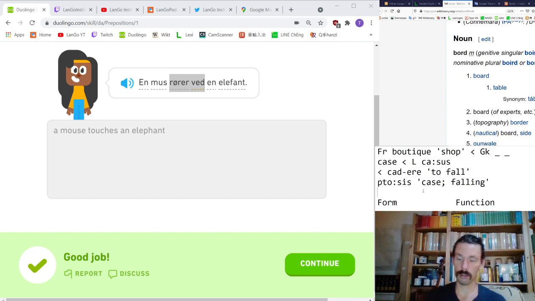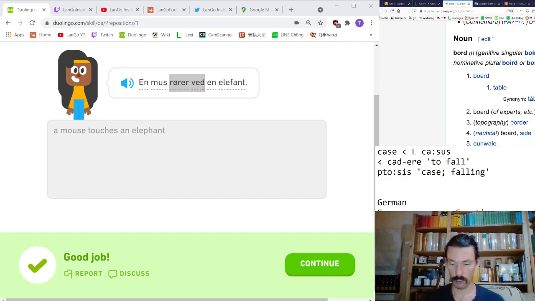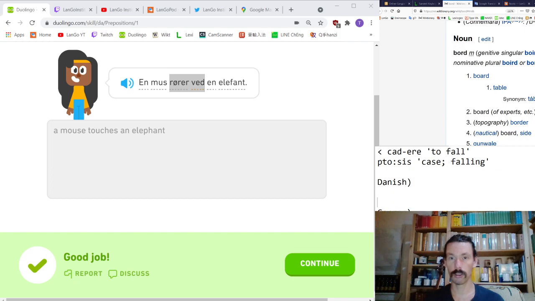I don't know where. This is some German info. And now we're talking about Danish from Denmark. Rører means X touches, is in contact with Y. Intransitive. Pretty interesting. So German has, what's the cognate there for rører, meaning touch?